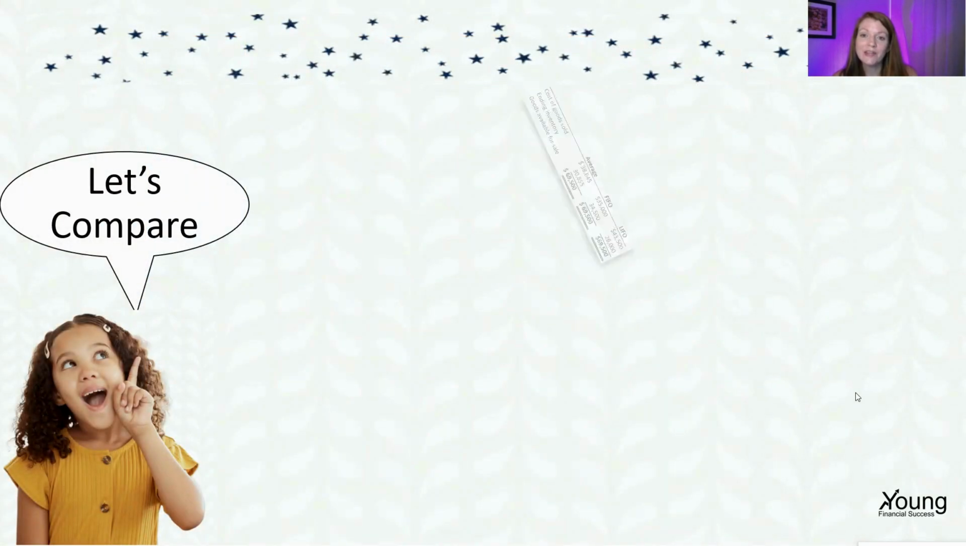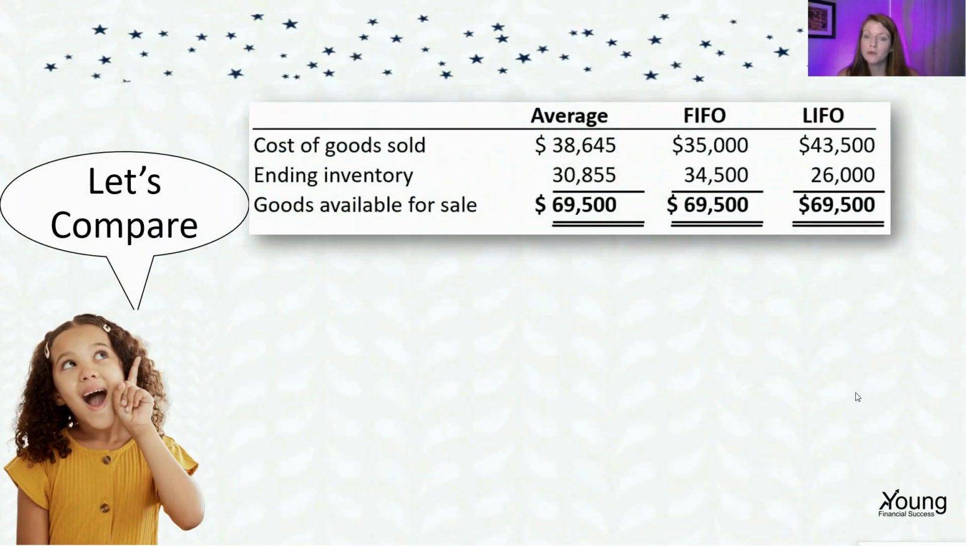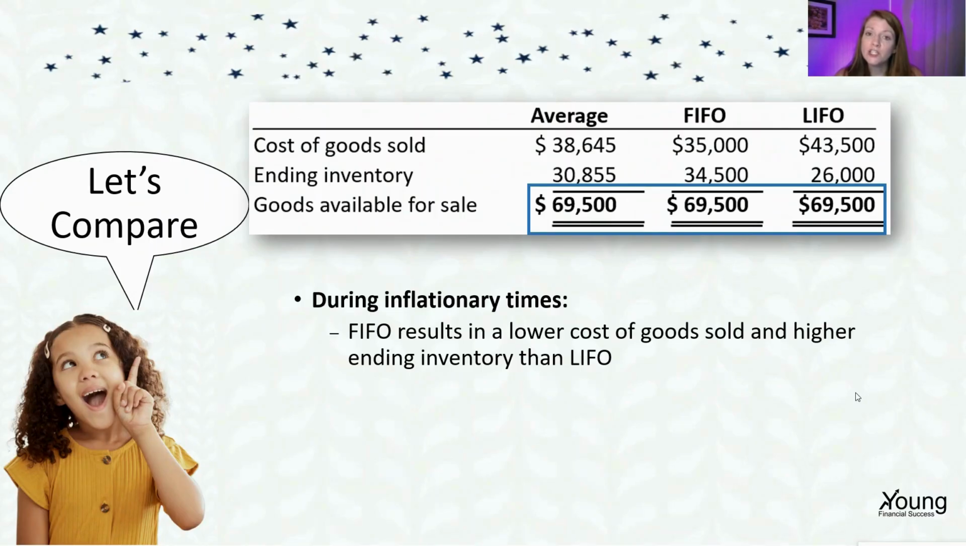So let's compare, and I'll end the video here because this is a lot and maybe you want to watch it a couple of times. So our cost of goods sold under average, FIFO, and LIFO varied a lot. And that means ending inventory varied a lot. But at the end of the day, the goods available for sale were all the same. But this just all has to do with how quickly or at what point we're expensing out the items that we most recently bought or that we purchased a while back, or if we're just smoothing it out with the average inventory.